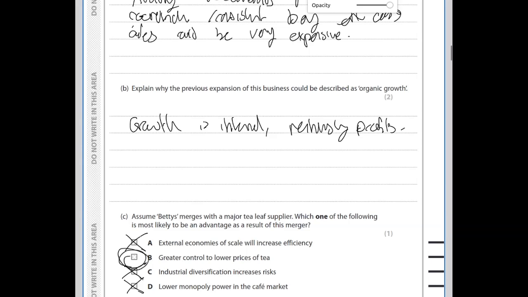So B is correct here. Greater control over lower prices of tea. So you'd be able to maybe negotiate better prices. You're cutting out the middleman a bit, so that would be a big benefit.